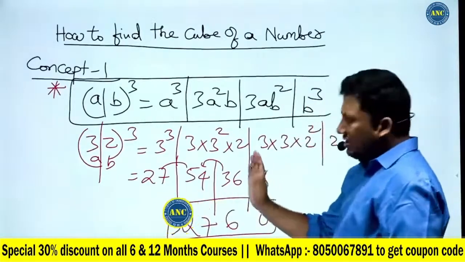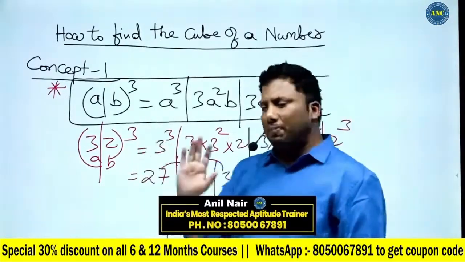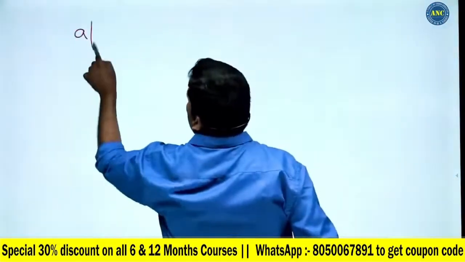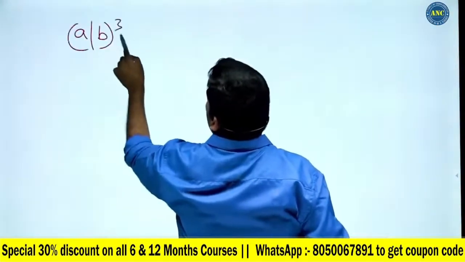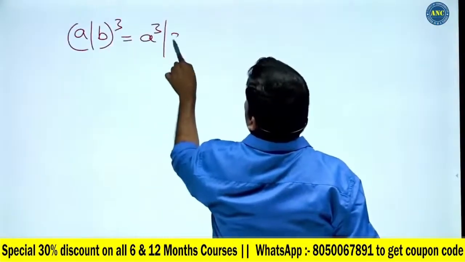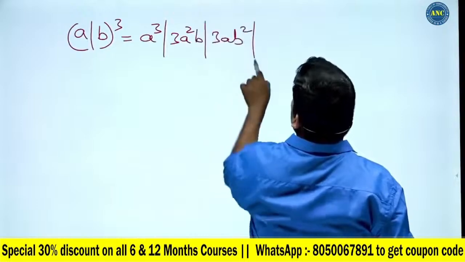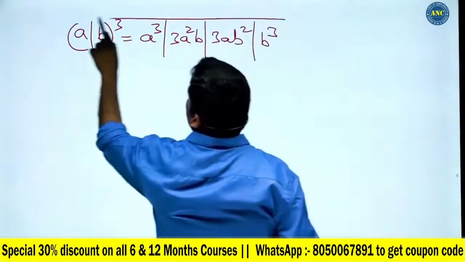Same thing, except the leftmost place, every place should have a unit digit. (a plus b) whole cube is a cube, 3a square b, 3ab square, and b cube.